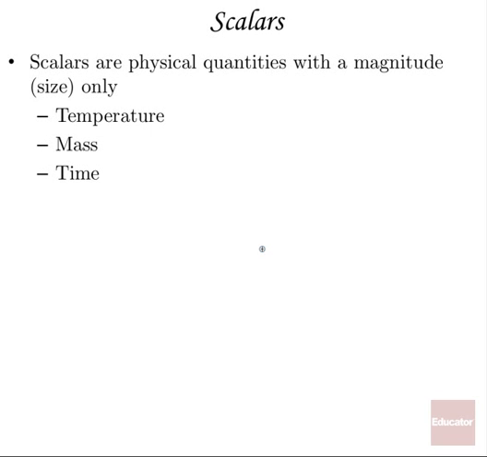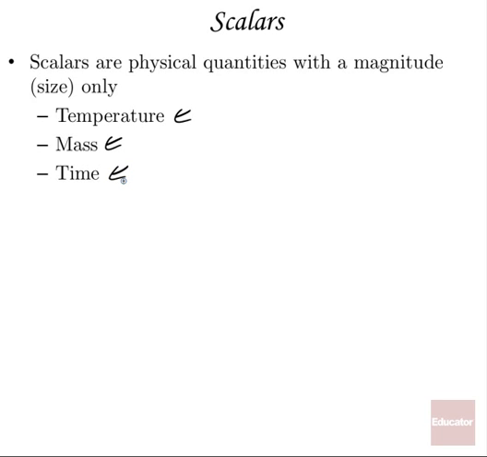So, when we talk about vectors, what we're really talking about are different types of measurements in physics, different quantities. And there are really two types, scalars and vectors. Scalars are physical quantities that have a magnitude or a size only. They don't need a direction. Things like temperature, mass, time.